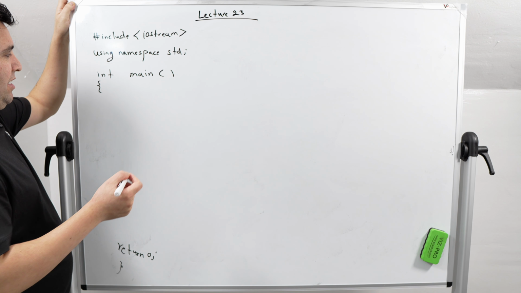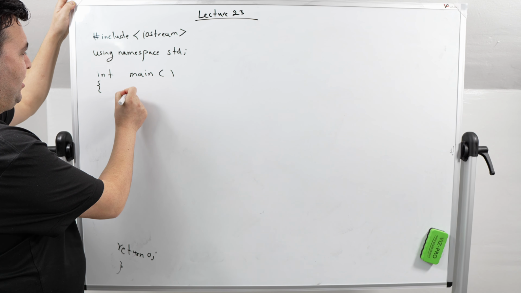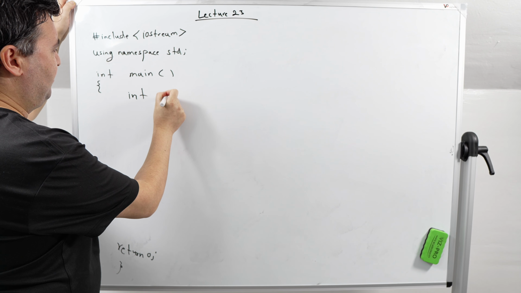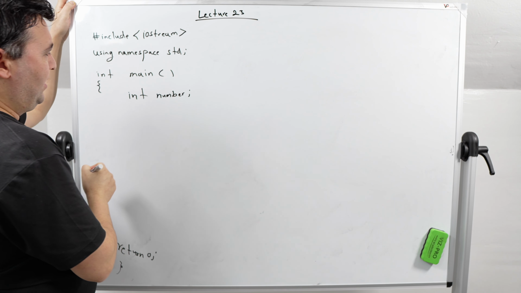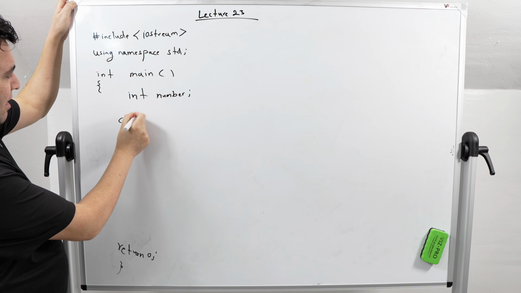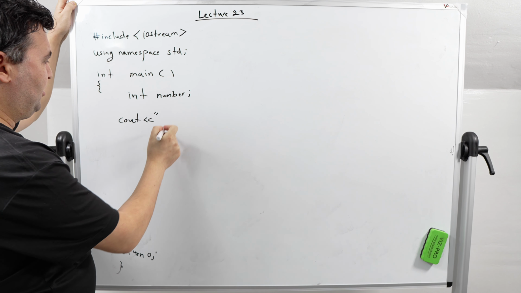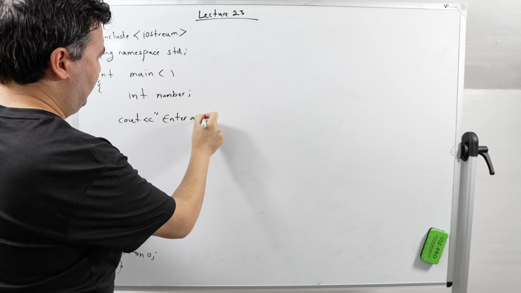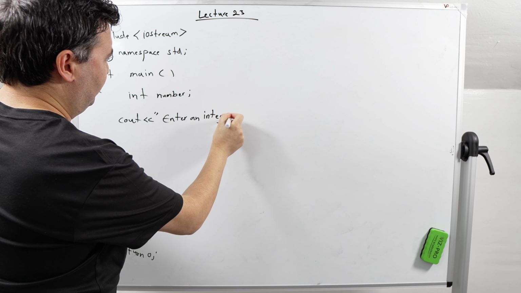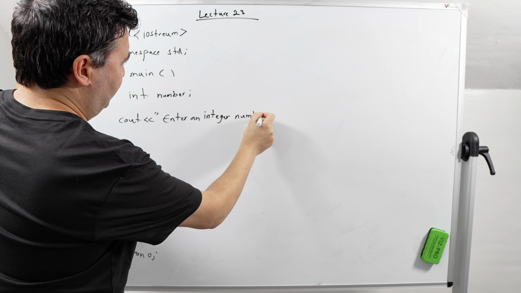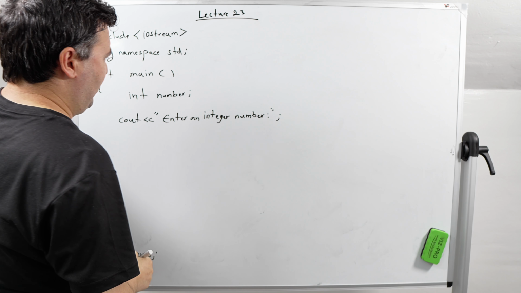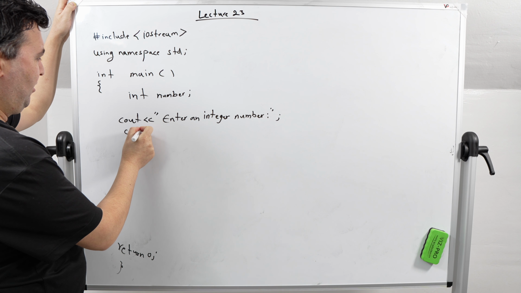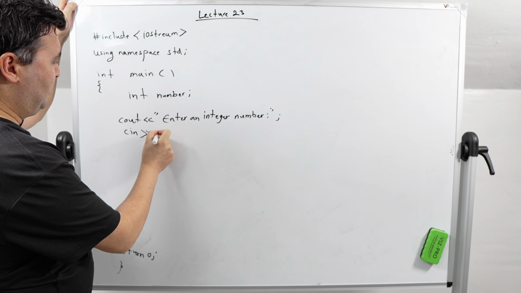Here we first declare an integer variable, int number. Now I cout, asking the user to enter an integer number. Then I use cin, so I store that number inside the variable number.